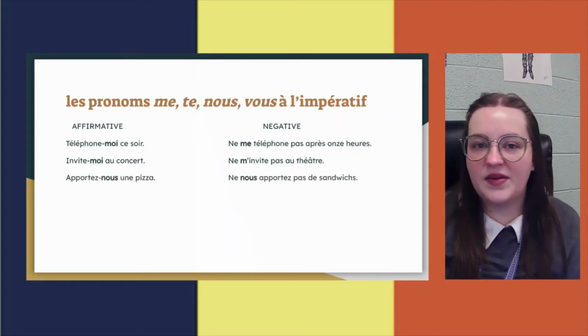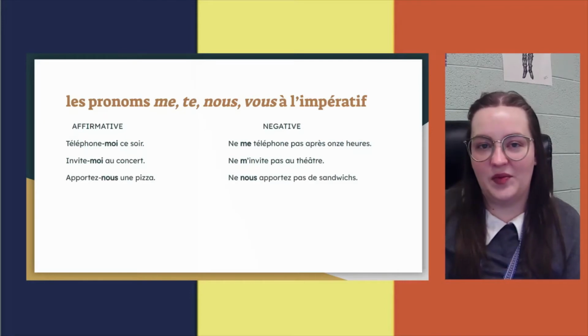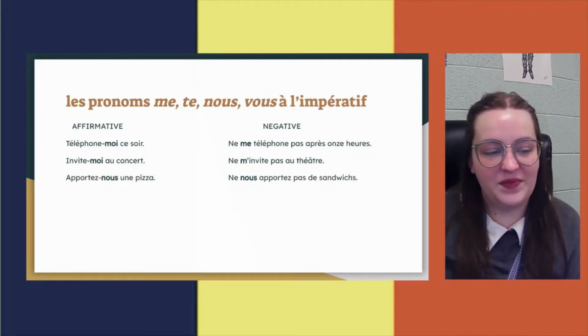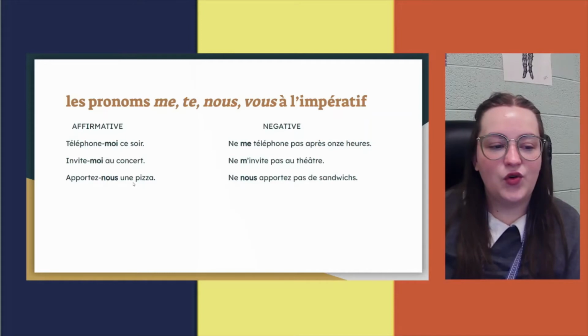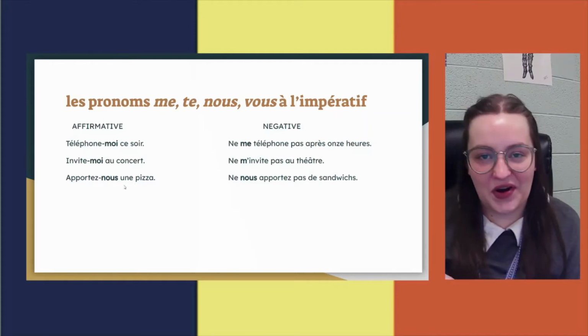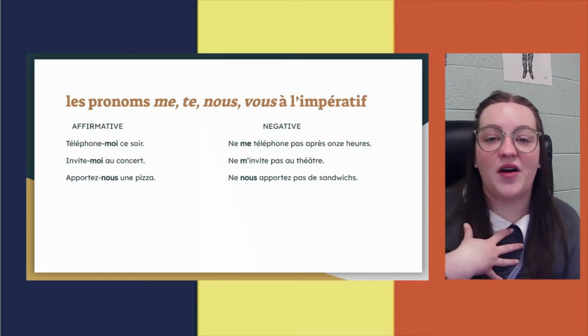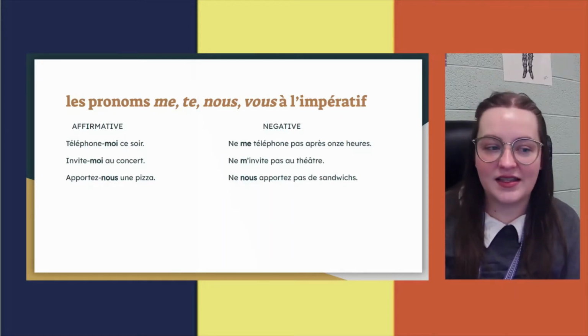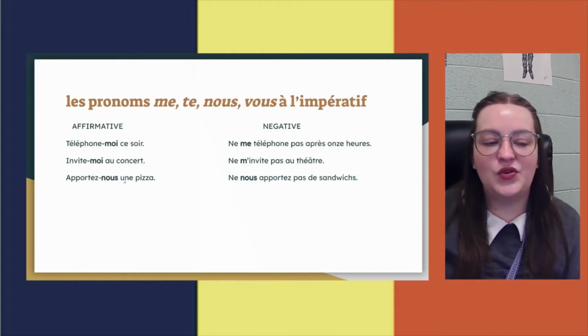Okay, but what happens when I'm talking about a group of people? Like I want a group of people to do something for me. Or if I want someone to do something for a group of me and some other people, for us. Apportez-nous une pizza. Bring us a pizza. Okay, it's the same thing, but nous doesn't change, right?